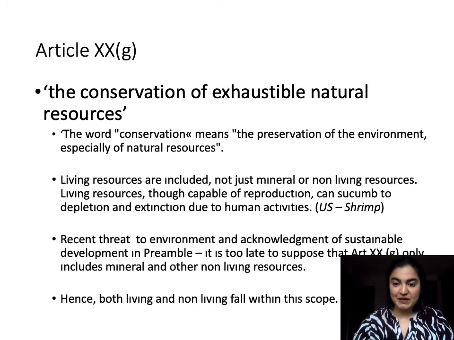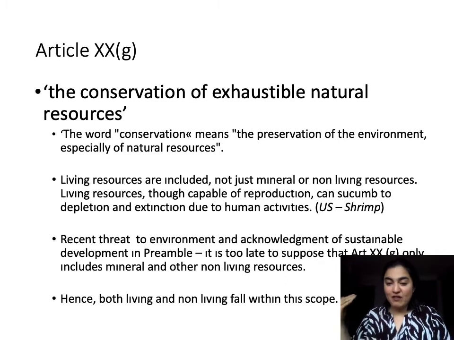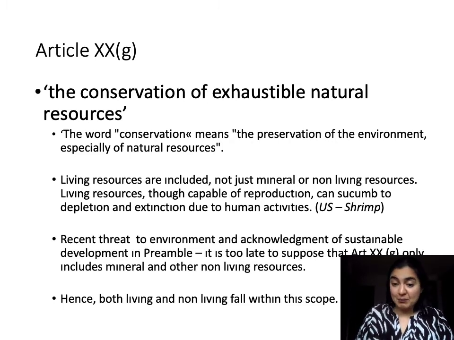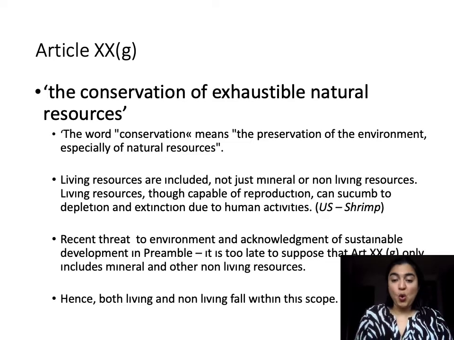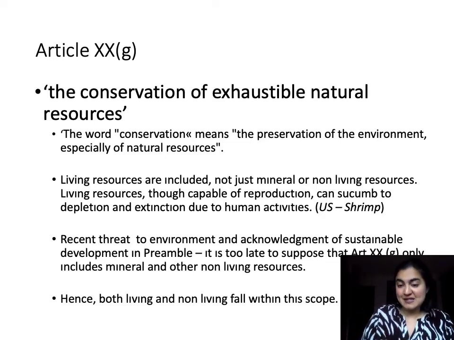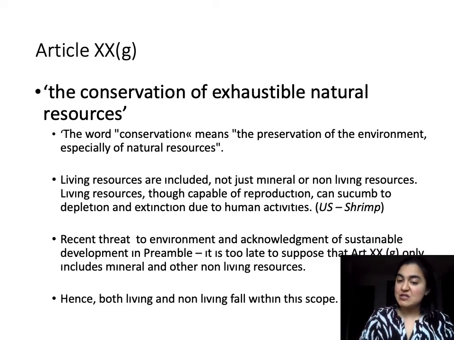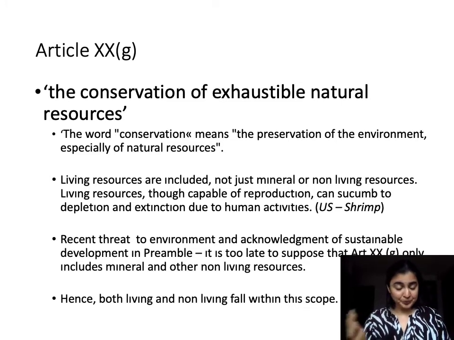We are now living in a world where we have seen and witnessed various species of animals, plants, and so on and so forth becoming extinct, right? Or being depleted completely as a result of human activities. So now the consensus is that the expression exhaustible natural resources includes living natural resources as well, because even natural living resources can be depleted or extinguished due to various human activities. And therefore, this would include living as well as non-living resources.